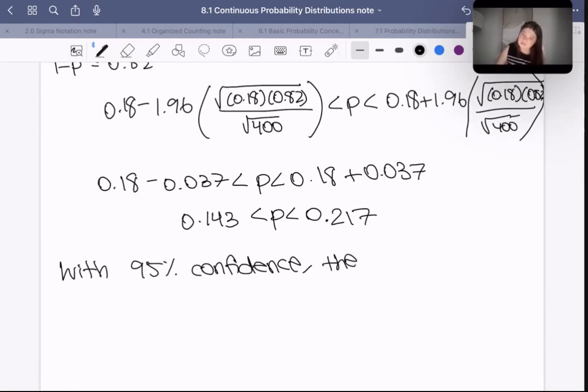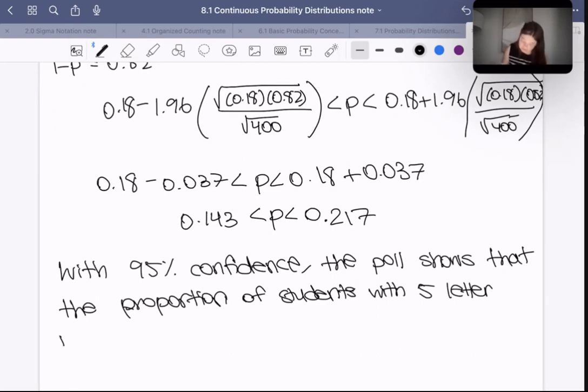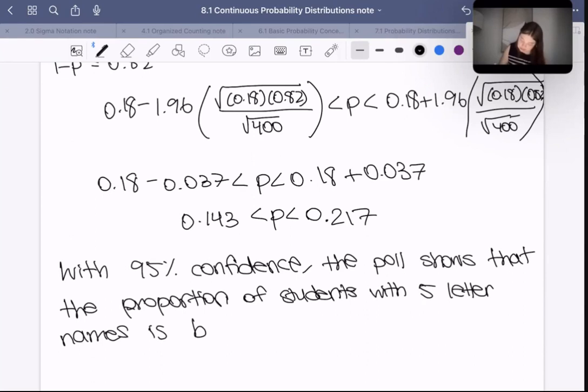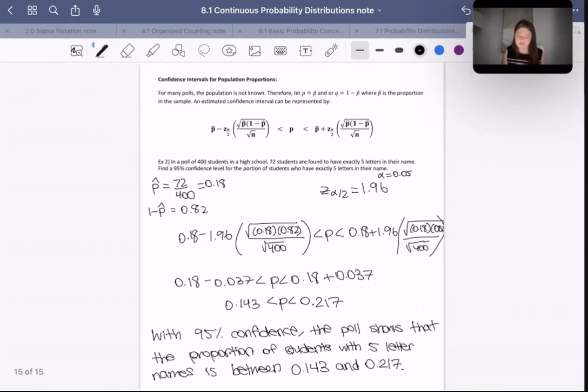So what we can say here is that with 95% confidence, the poll shows that the proportion of students with 5-letter names is between 0.143 and 0.217, or between 14.3% and 21.7%. And so that's our approximation for cases like this.